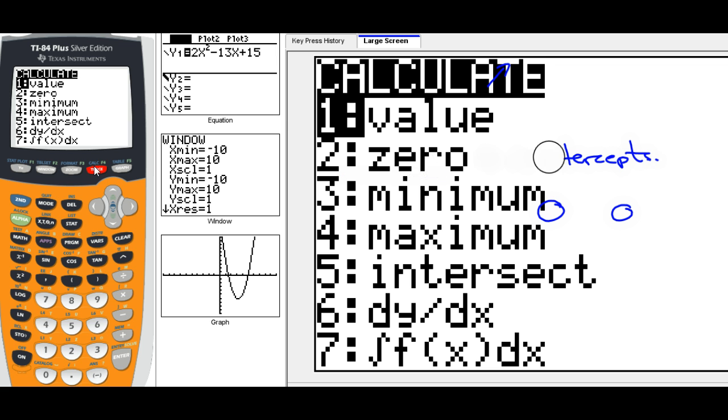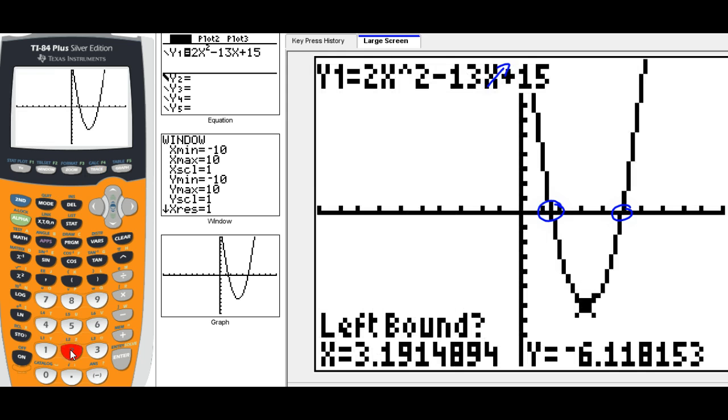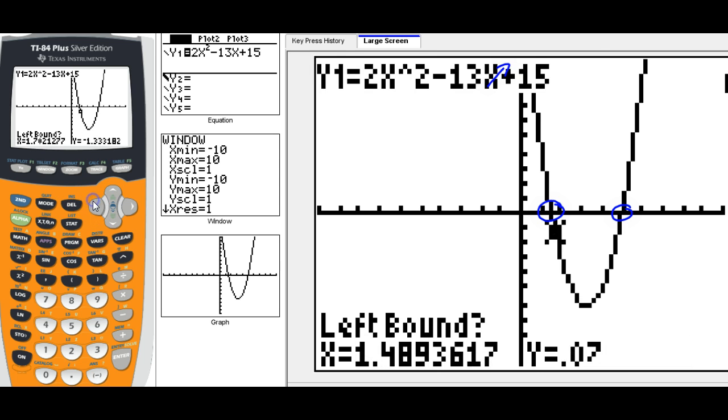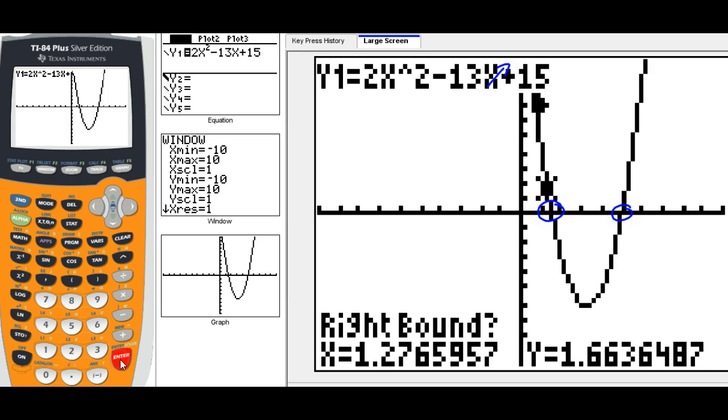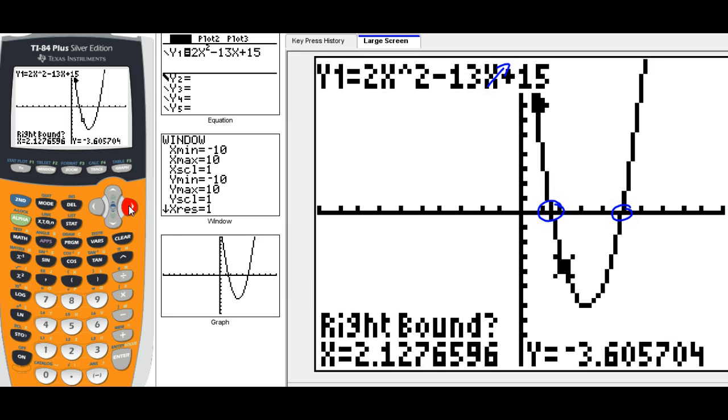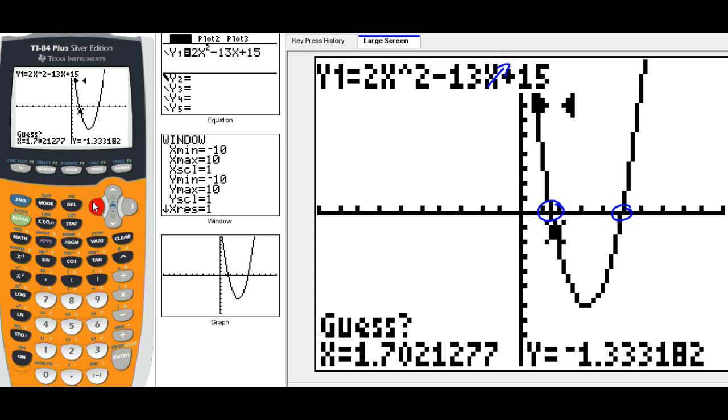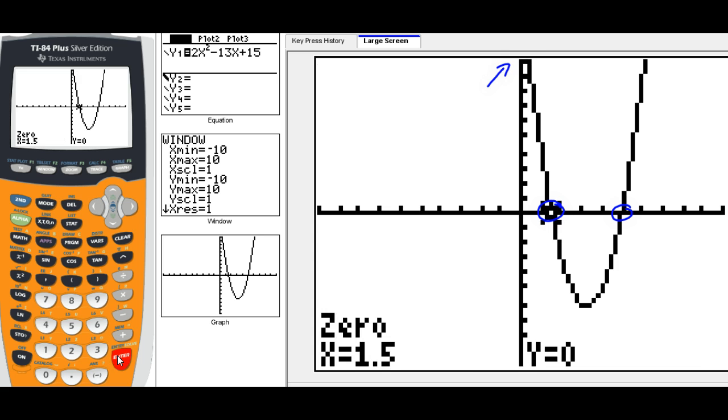All right, so you're going to scan and hit number 2, scroll down, or number 2, and again, it's going to give you boundaries. You want to get left of that x-intercept. As soon as I'm left of it, I can press enter. Now get right of it, press enter again, and you don't have to make a guess because you've made good boundaries. So one x-intercept is 1.5. Do it again to find the other x-intercept.